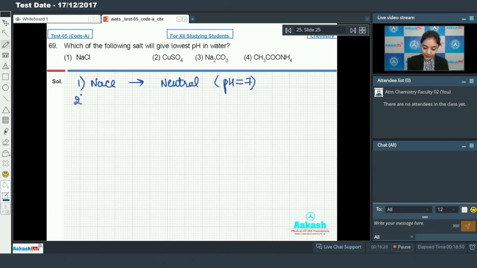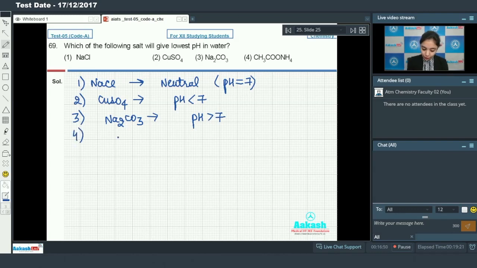Now you have the second case, that is copper sulfate. It is a salt of copper hydroxide and H2SO4, and you know that H2SO4 is a very strong acid, so the pH will be less than 7. Now you have the third case, which is Na2CO3, comprising a strong base, that is NaOH, and a weak acid, that is H2CO3. So the pH will be greater than 7.